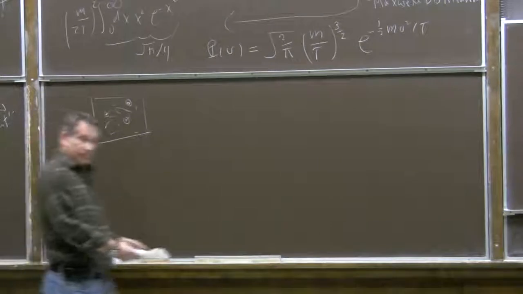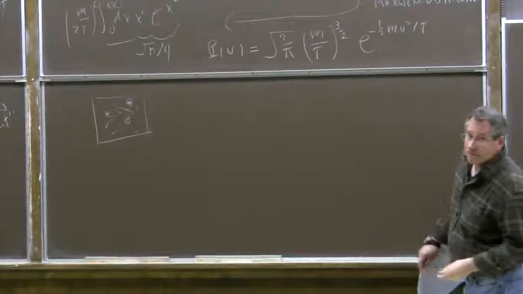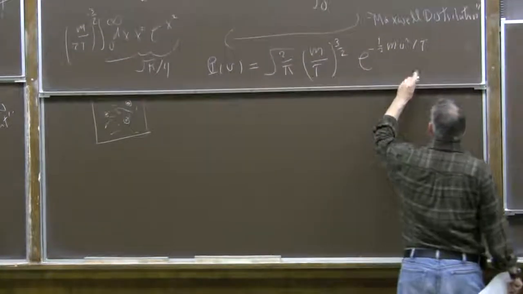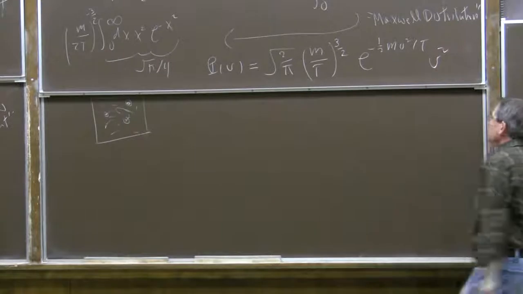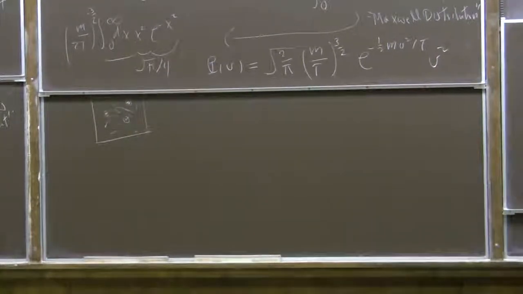Didn't you miss a v squared? I can't hear you. V squared. Did you miss a v squared? I sure did. Thank you. He asked me if I missed a v squared. I didn't.